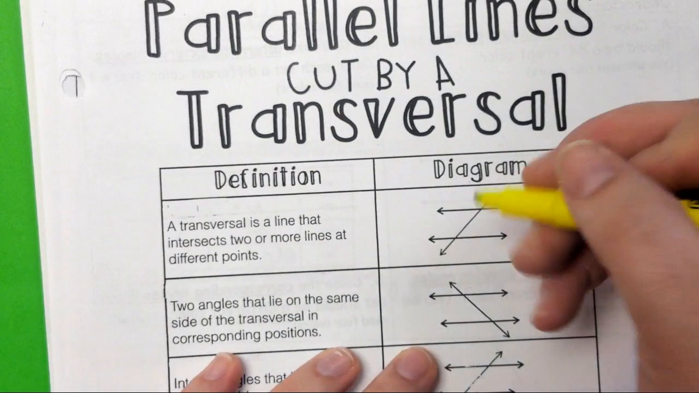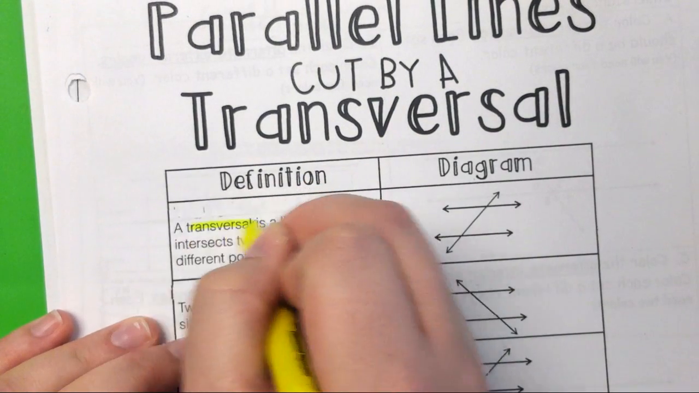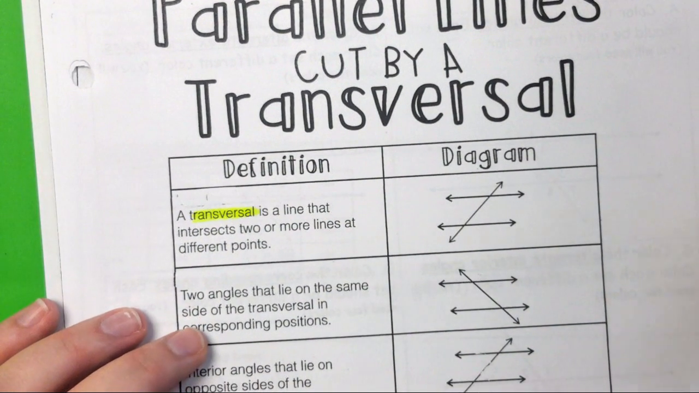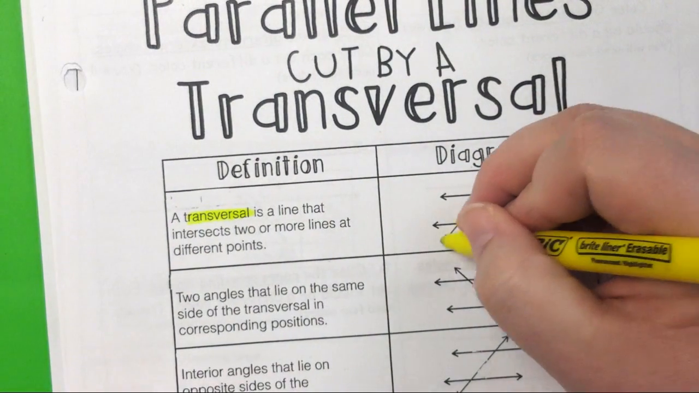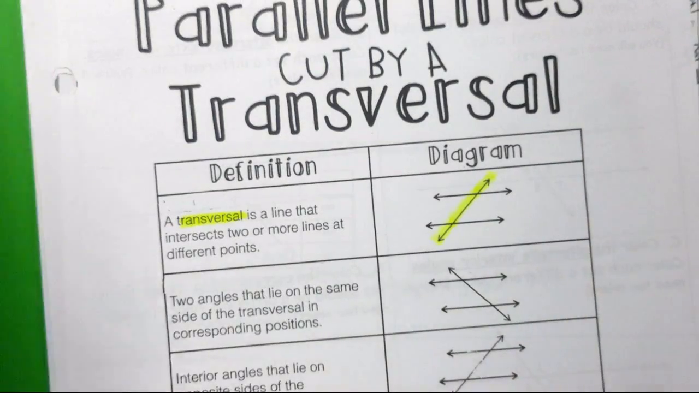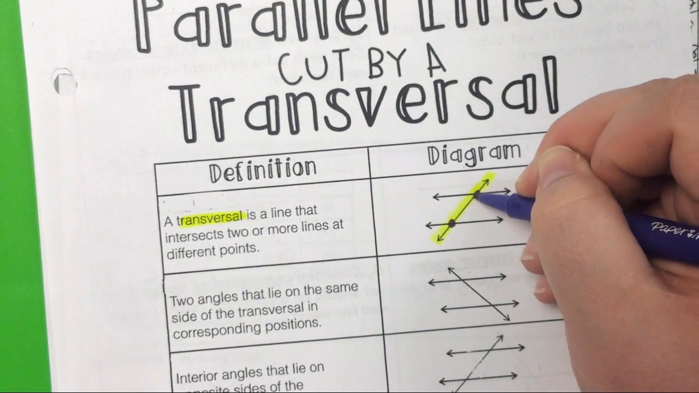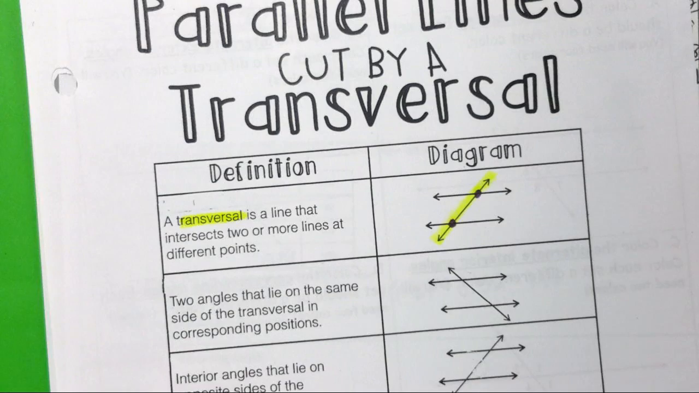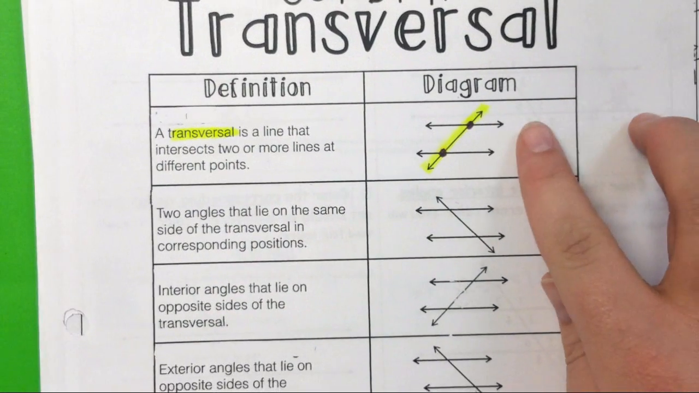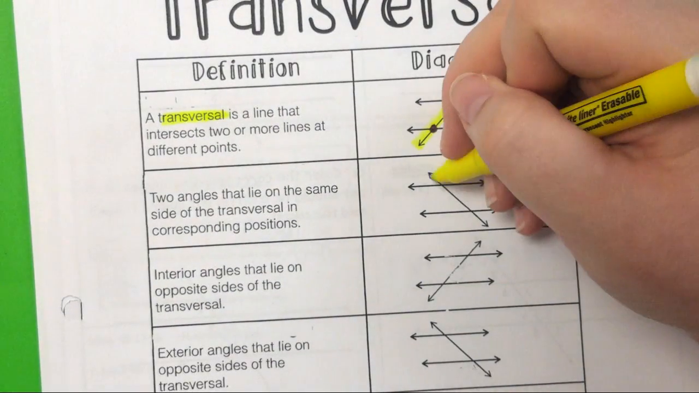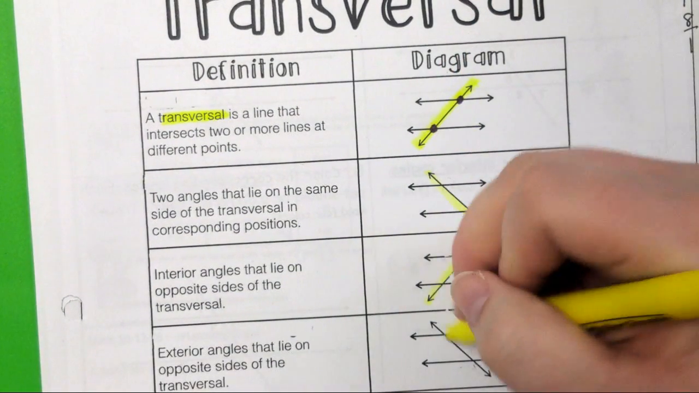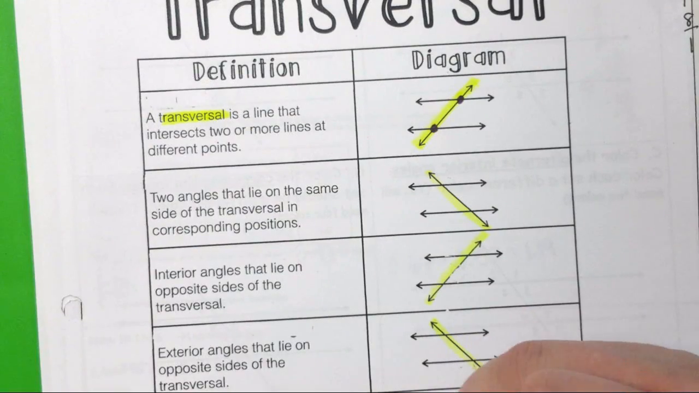So those are going to come back into play, but we've got to learn about some new angles as well. The first thing we're going to talk about today is a transversal. A transversal is a line that intersects 2 or more lines at different points. So I'm going to color this thing yellow. It is a transversal. It is crossing 2 or more lines at different points. Notice that in our case, those lines are parallel. The lines have to be parallel and they have to be cut by a transversal. Okay, I'm going to go ahead and color in all my transversals, just so I know from here on out those are all my transversals.